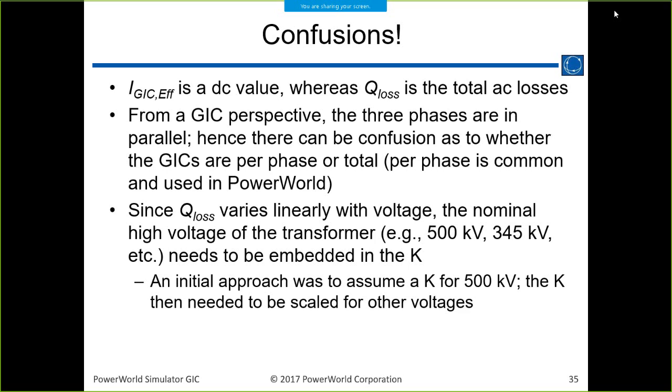So the GIC monitors are on the neutral. If I say I've got 100 amps in the neutral, that doesn't mean I have 100 amps per phase. It means I've got 100 divided by 3 amps per phase. But when we talk about it, usually we're talking about the phase values. But it's confusing. I totally want to multiply it by the square root of 3 myself.